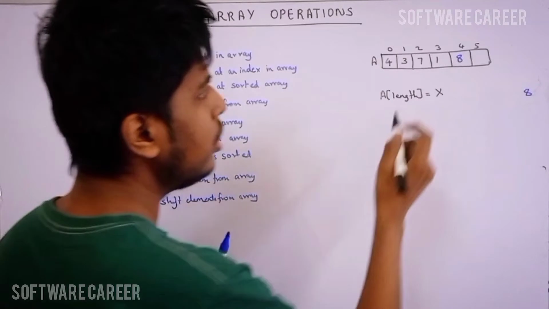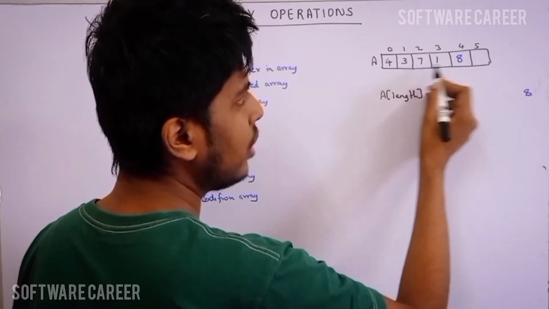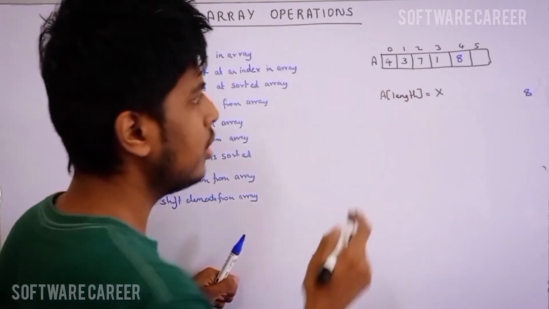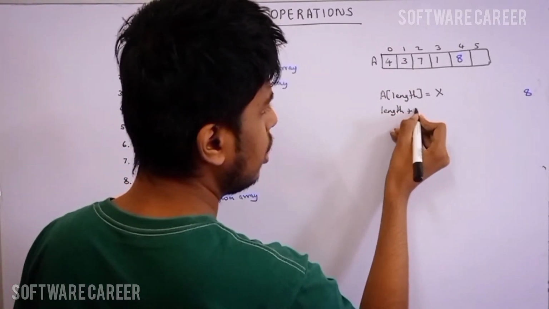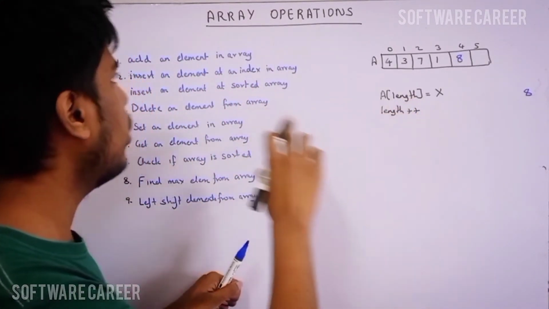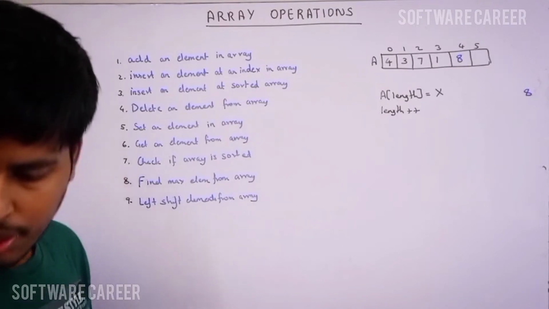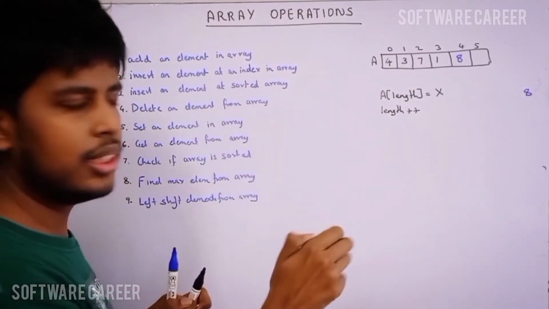Now the length of array gets increased by 1. Before it was 4. Now the length of array is 5 because 5 elements are present here. So I am writing length plus plus. That means length equals to length plus 1. This is how you write the code to add an element in array. Now let's see how to insert an element at an index in an array.